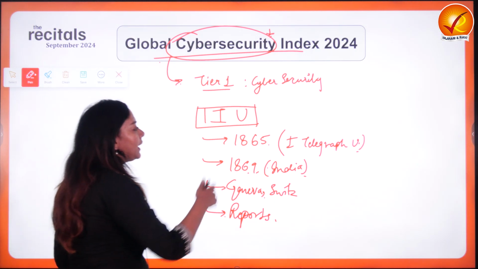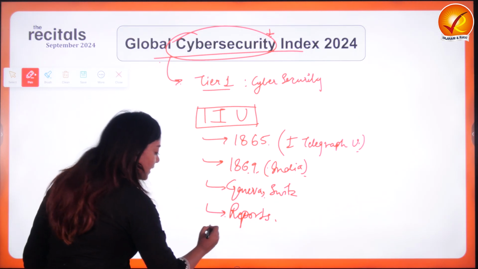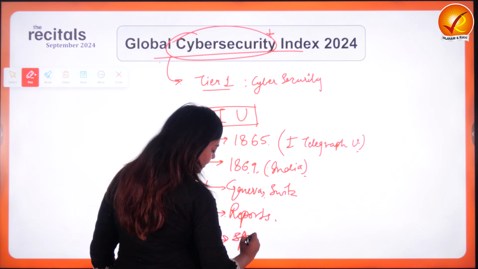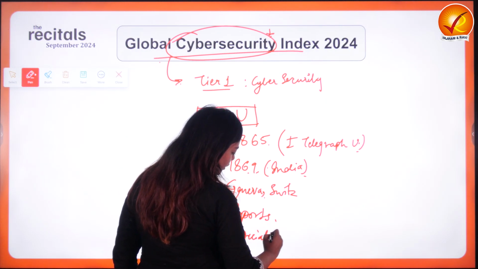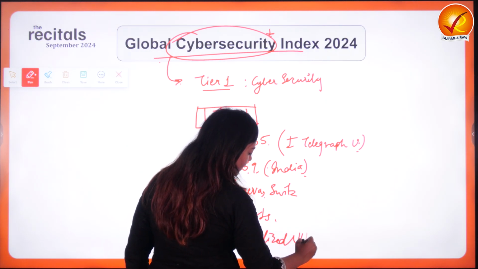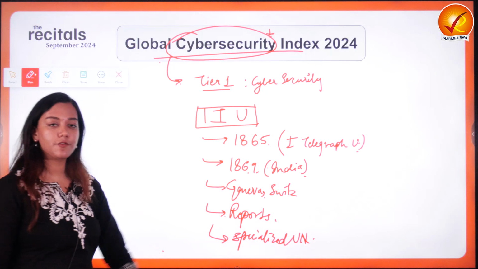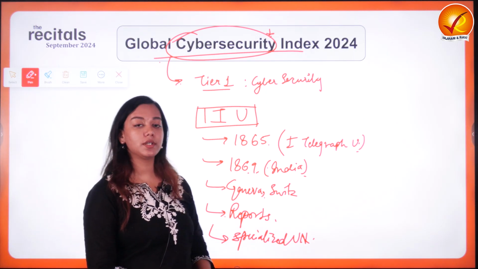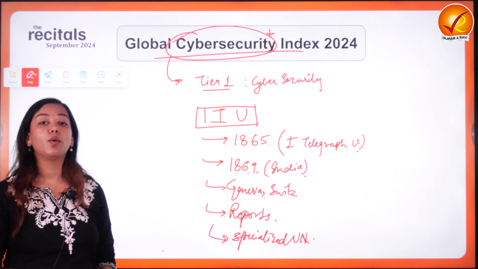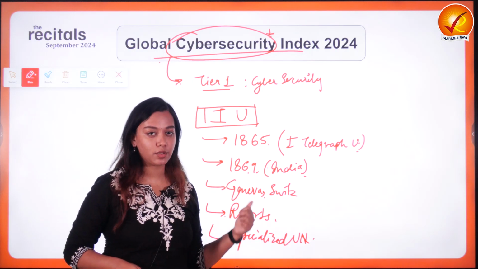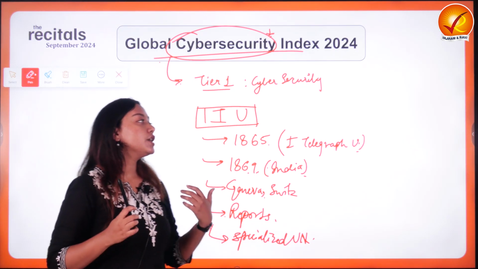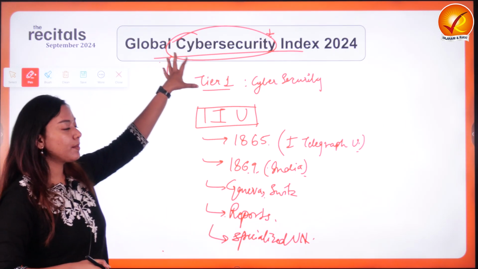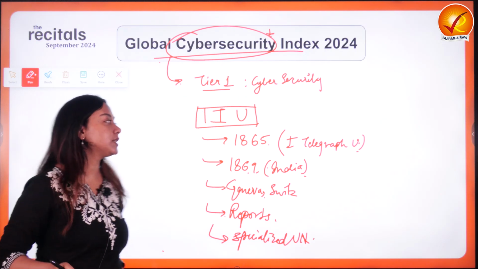Is it a part of the United Nations or not? Yes, it is a specialized agency. It is a specialized United Nations agency. What is it specialized for? To take care of information and communication related technology, one of the biggest hazards of which is cyber security or cyber threats. So therefore, we'll be analyzing cyber security in much greater detail now.